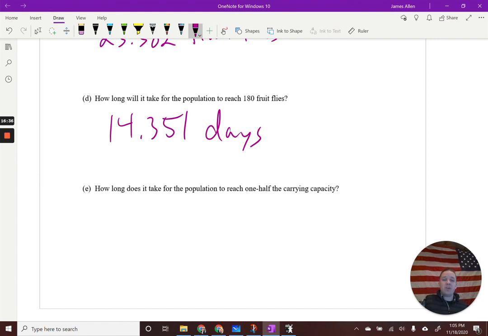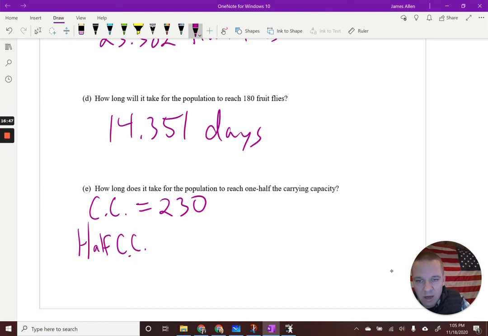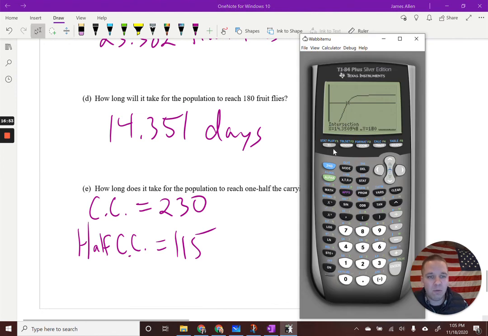How long does it take for the population to reach 1/2 the carrying capacity? Well, if we remember, our carrying capacity is 230, so half the carrying capacity would be 115. So let's head back to our TI-84, throw in that 115 for my Y equals, and find that intersection. Man, we're going to get good at this. We're going to get real good.